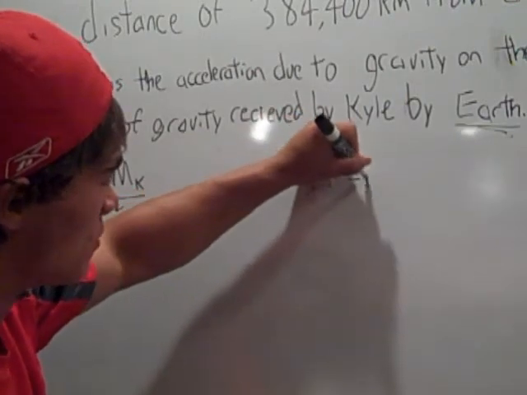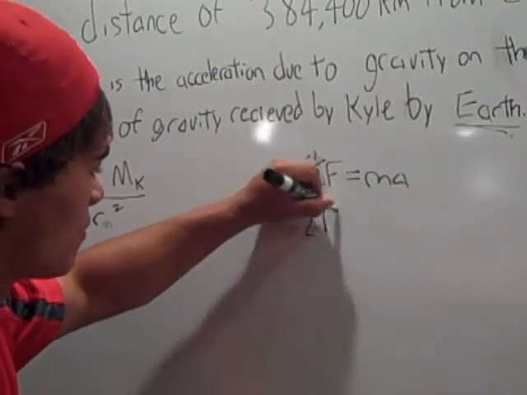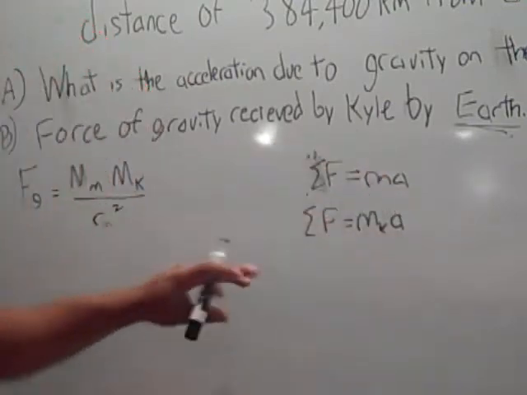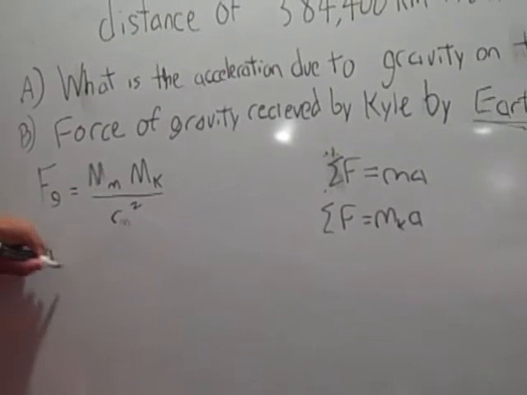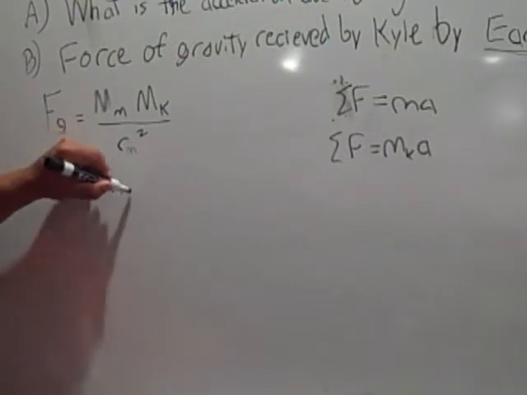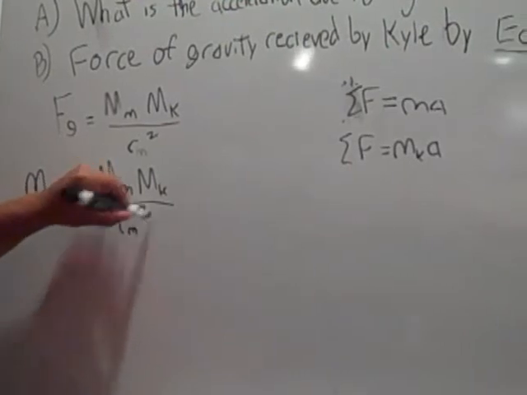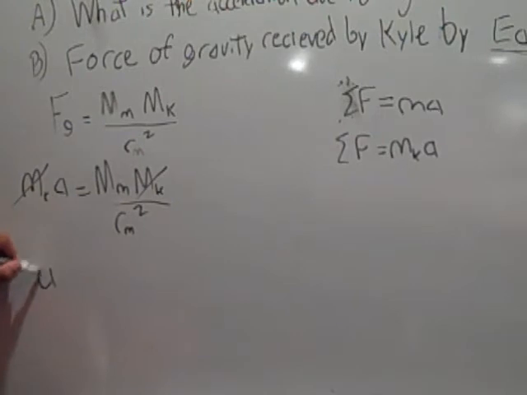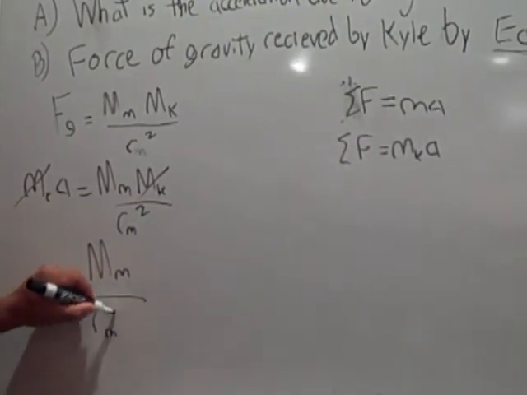Force equals ma. And that mass will be the mass of Kyle. So we can say sum of the forces equals mk times acceleration. And we'll plug that in for F of G here. So mk a equals big M, mass of the moon, times mass of Kyle over radius of the moon squared. So we can cancel out the mass of the person, which is Kyle, and we get the acceleration due to gravity equals the mass of the moon over the radius of the moon squared.